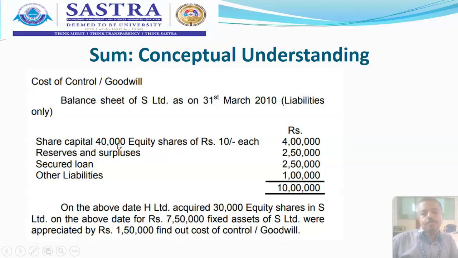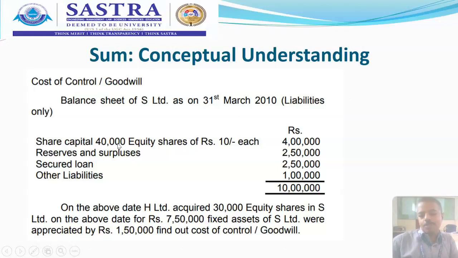Now, how much did we invest in the S Limited? Assume that we are H Limited, the holding company. So now we have acquired 30,000 equity shares. What is the total number of equity shares in the subsidiary company? 40,000 they have, each carries 10 rupees. But now we are acquiring 30,000, which means more than 50%. What is 50% of 40,000? 20,000 shares. So we are acquiring more than 20,000 shares. So now we are becoming a holding company.